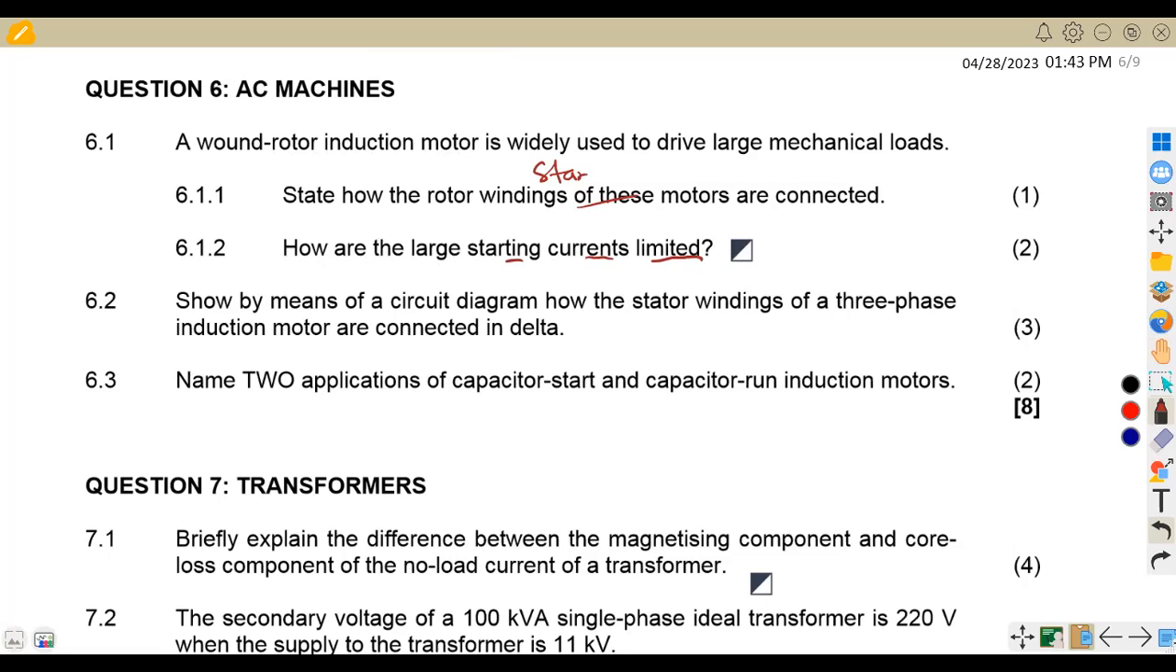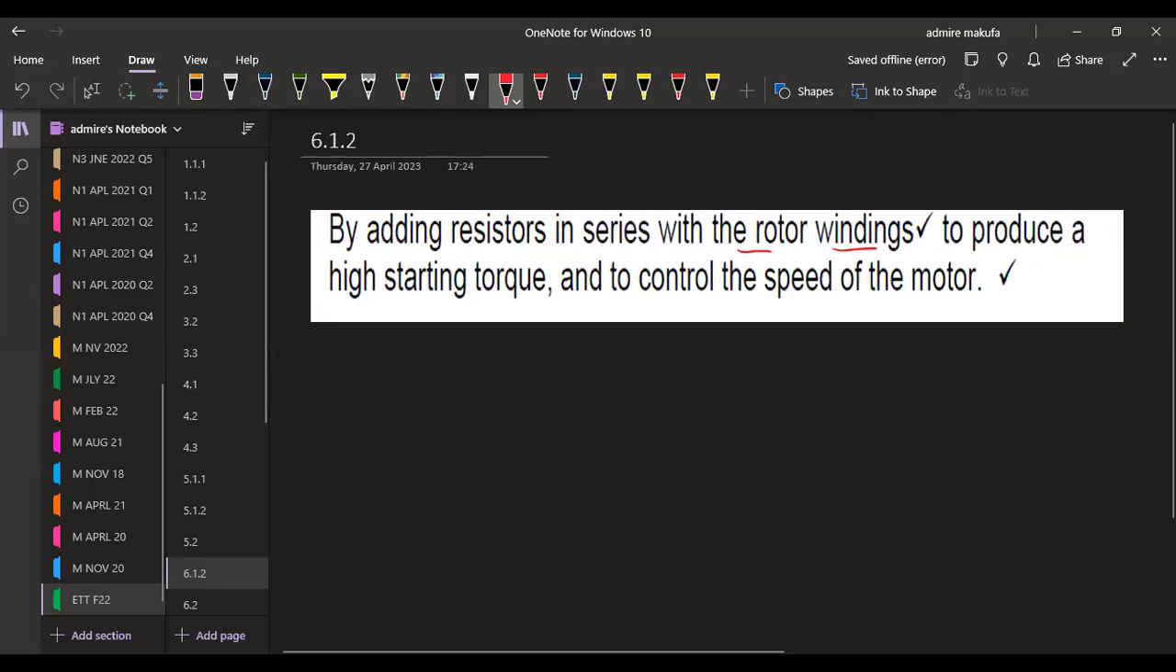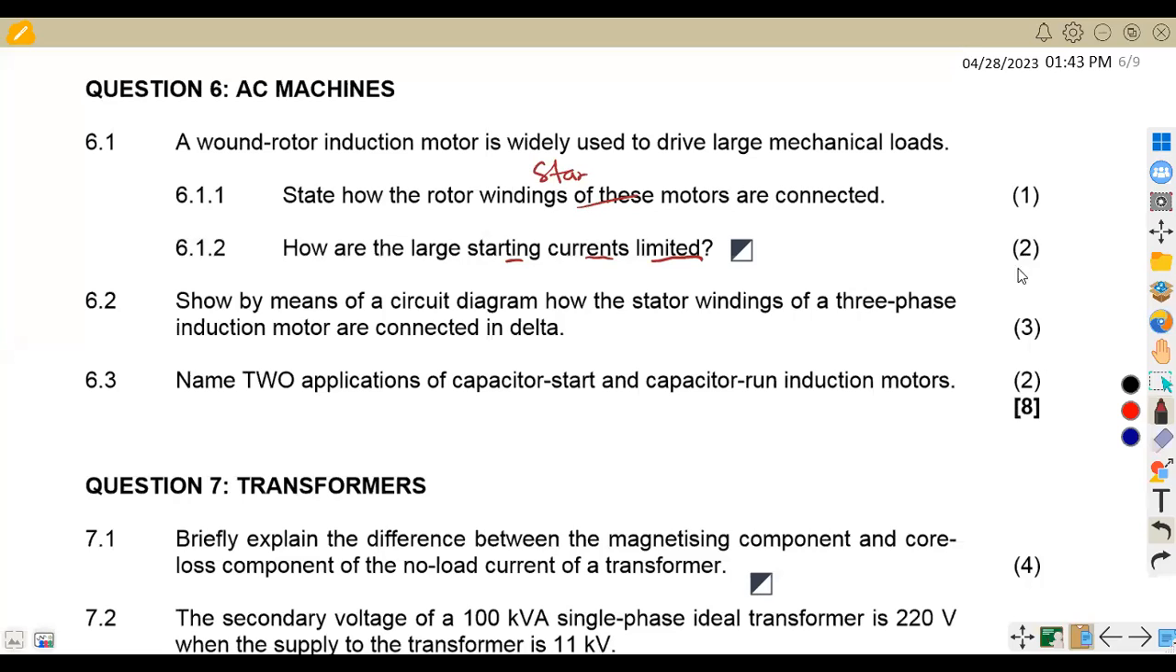All right, so what I'm having here is by adding resistors in series with the rotor windings to produce a high starting torque and to control the speed of the motor. That is what we have in this case. So it's actually just 2 marks for that. But it's very, very important. 2 marks is a lot in exam.